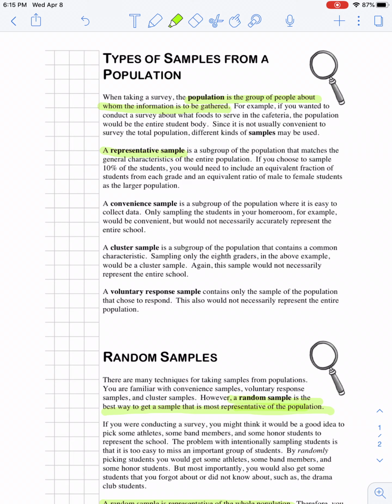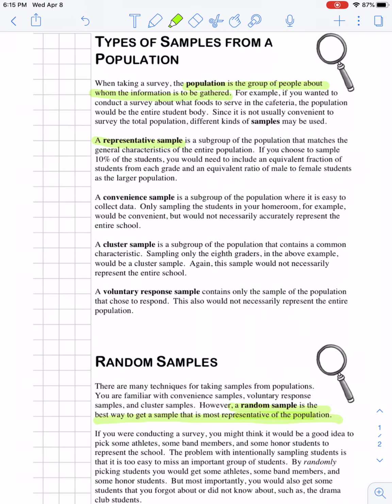So maybe one you're thinking of is what this example is going to talk about at the very beginning. It says, when taking a survey, the population is a group of people about whom the information is being gathered. For example, if you wanted to conduct a survey about what foods to serve in the cafeteria, the population would be the entire student body. So think about it. There's about 1,000 students in the middle school. It would not be convenient or easy to sample every single student.